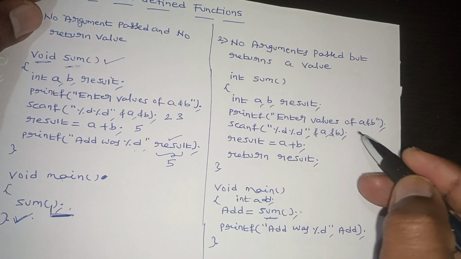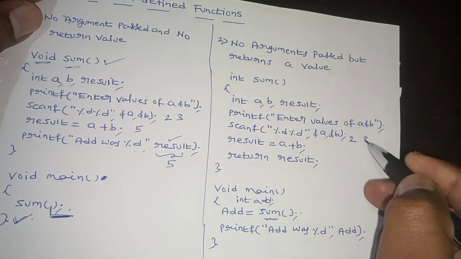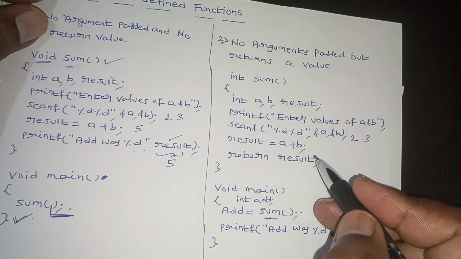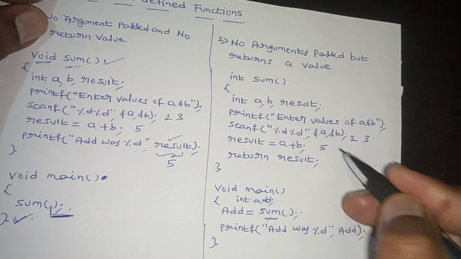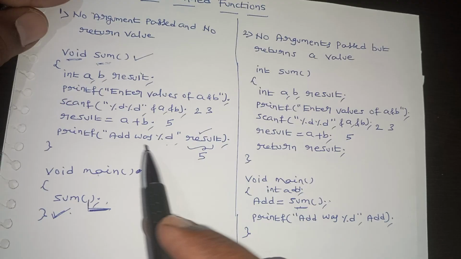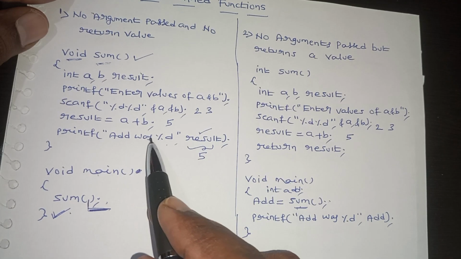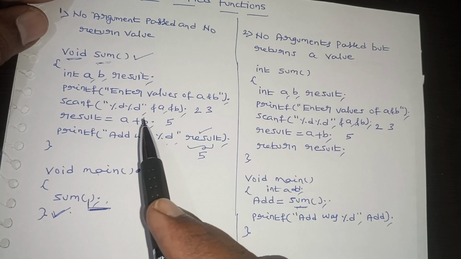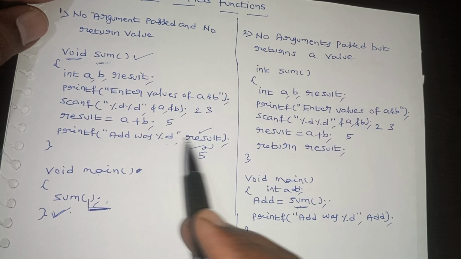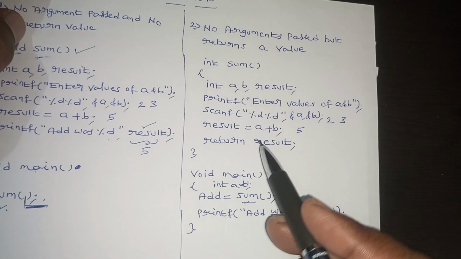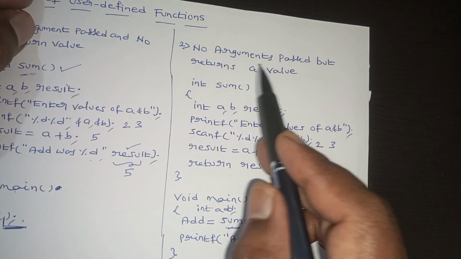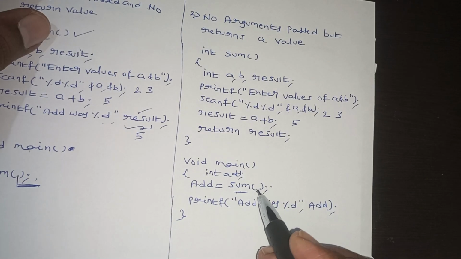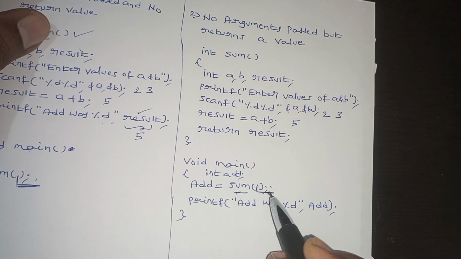I am taking a equal to 2, b equal to 3. So result is equal to what? Result is equal to 5. Now see, in this I am printing the result in this location itself. In the user defined function I am printing the result. Now in this, no arguments are passed. See here, I am not passing any arguments, it is empty.